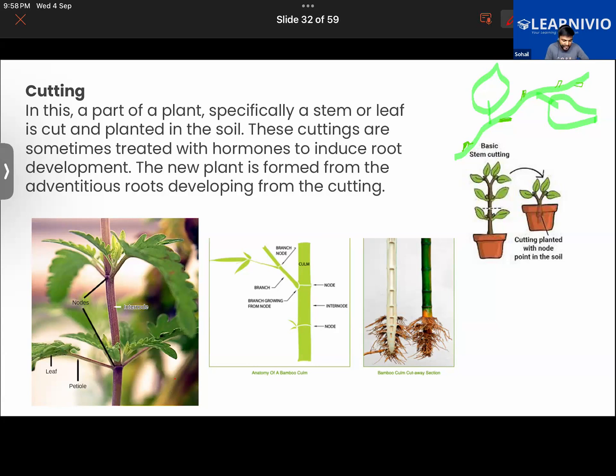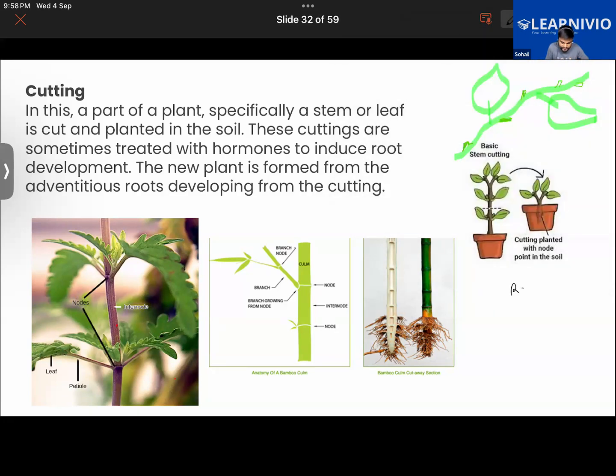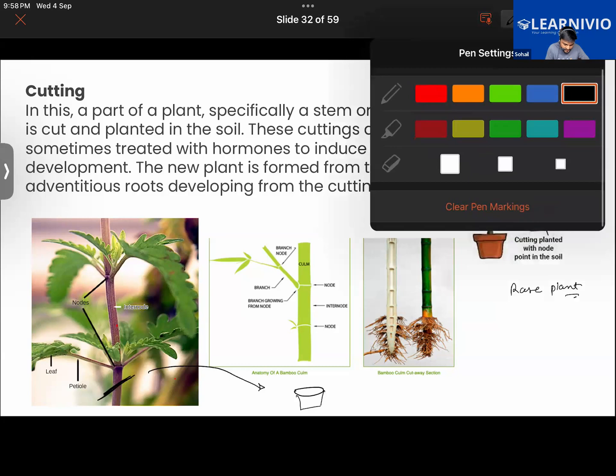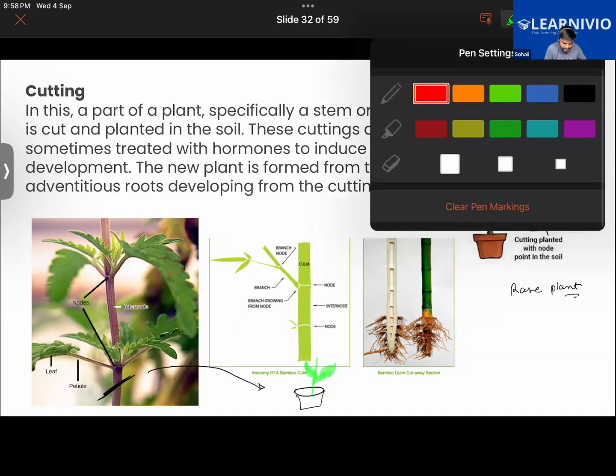So a stem with nodes and internodes is cut and then it is planted into soil, like it is done for the rose plant. For rose plant, it is done. So say that I have cut this plant from here, and if I were to sow it in a pot, then it will start to grow.